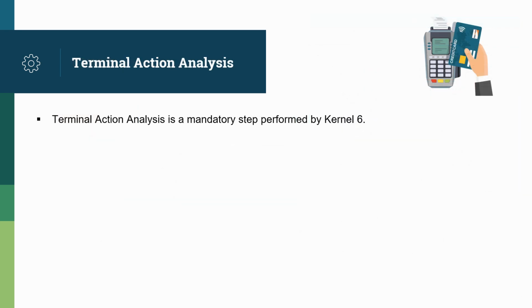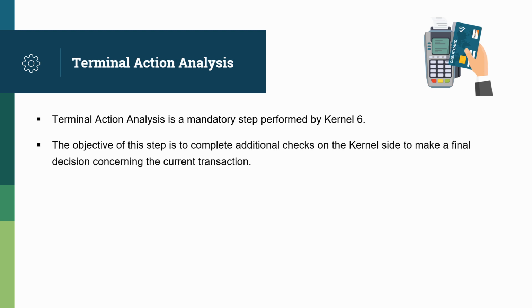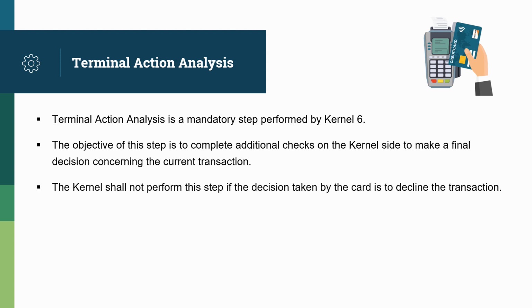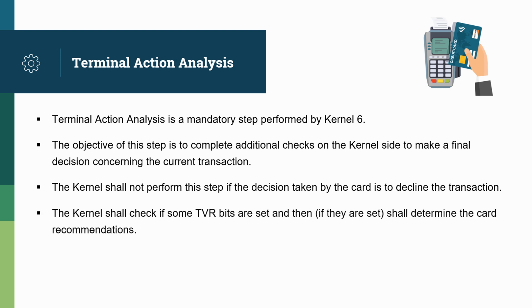The last step that we'll cover is terminal action analysis. This is actually an extended version of processing restrictions for kernel 6. Terminal action analysis is a mandatory step performed on kernel 6. The objective of this step is to complete additional checks on the kernel side to make a final decision concerning the current transaction. The kernel shall not perform this step if the decision taken by the card is to decline the transaction. The kernel shall check if some TVR bits are set and then, if they are set, shall determine the card recommendations.